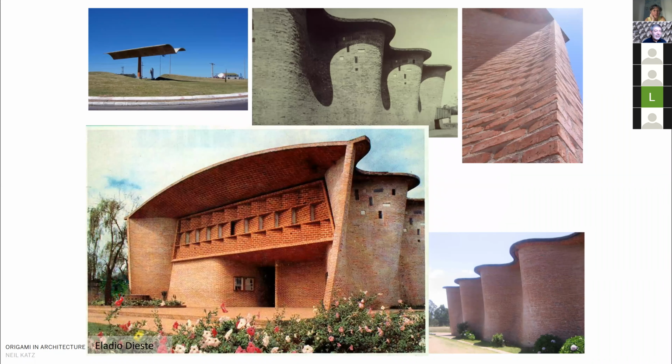And an architect that used this technique in a much more interesting way is Eladio Dieste. He was a South American architect who used brick and other masonry structures, like this canopy, where he's able to fold, either with straight folds or in here, very undulating folds, to create these walls that are much more structurally efficient than a flat wall.